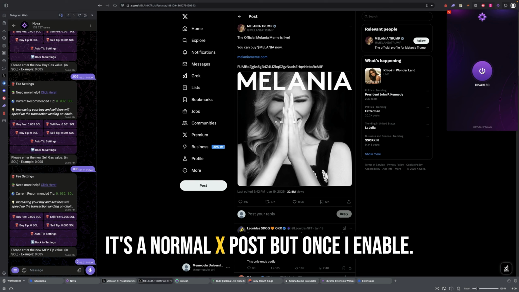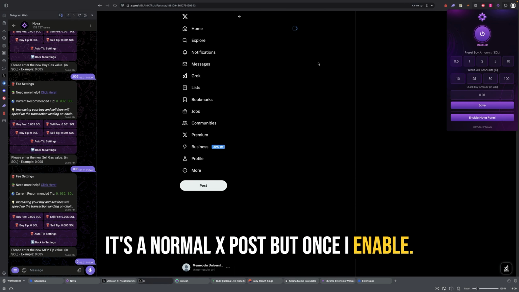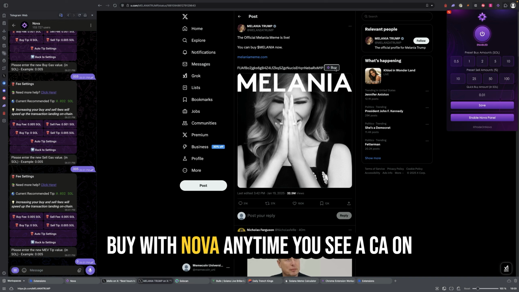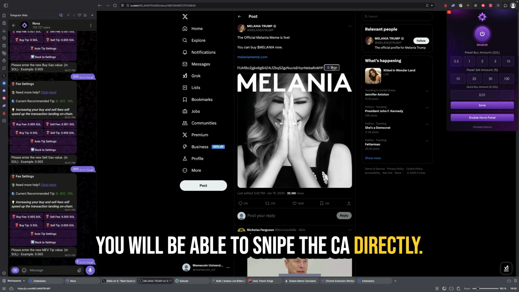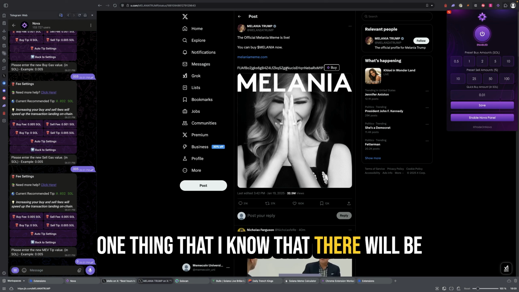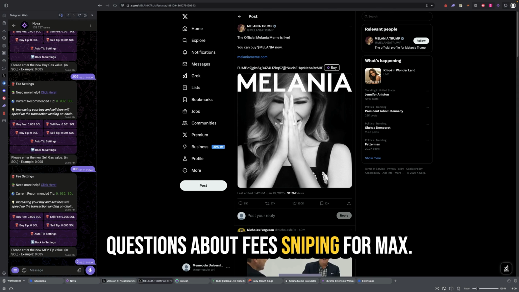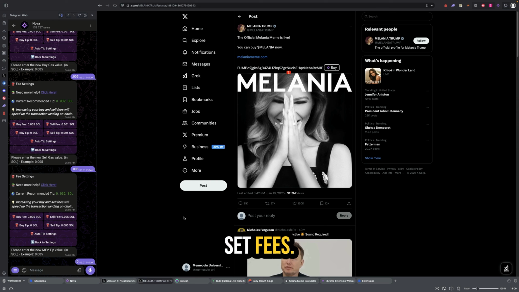So, a normal X post, but once I enable it, I see this Buy with Nova. Anytime you see a CA on X, if you have NovaClick enabled on X, you will be able to snipe the CA directly. One thing that I know there will be questions about: fees, sniping from X, set fees.